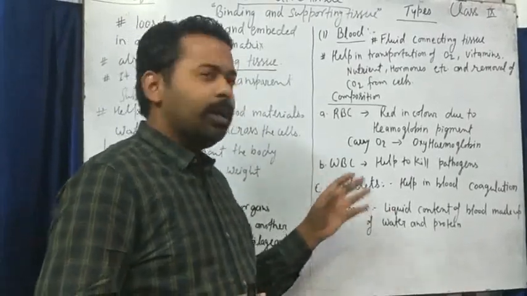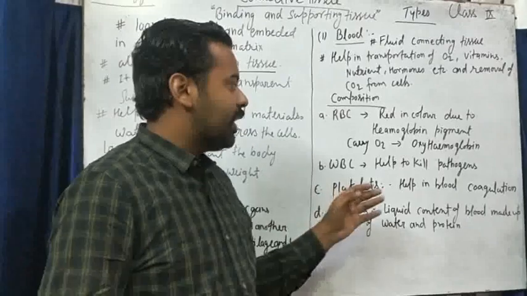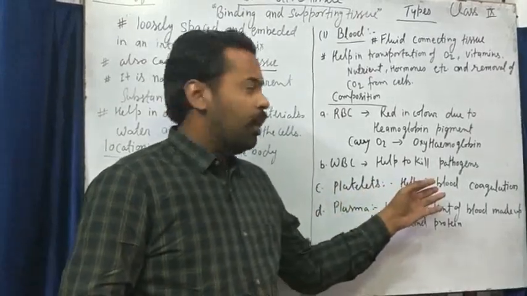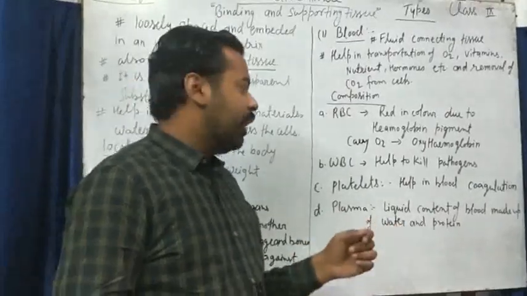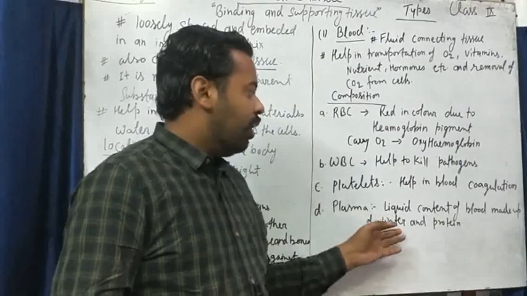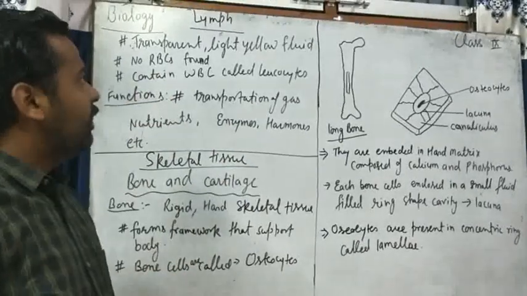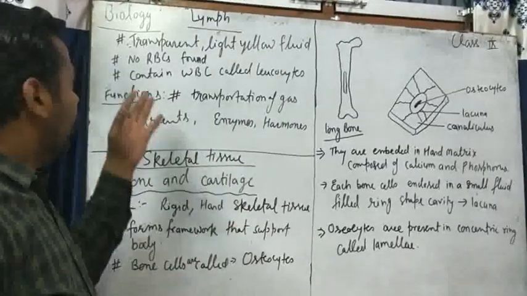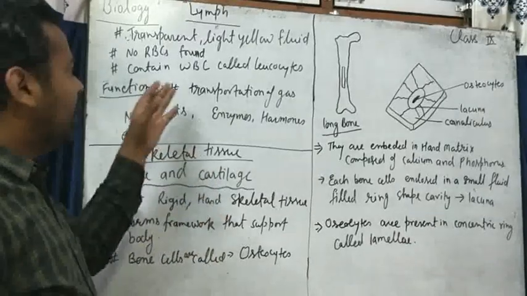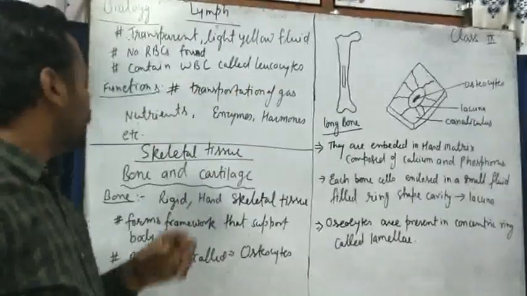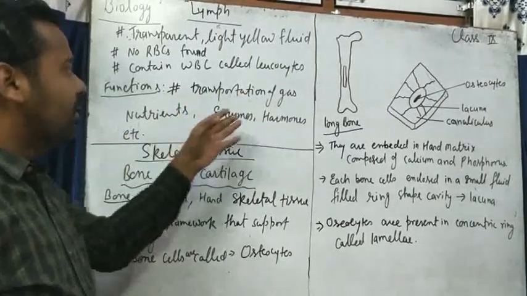Next is WBC. WBC are colorless. They help to kill pathogens, and platelets help in coagulation or clotting of blood in our body. Next is plasma. Plasma is the liquid content of the blood made up of water and protein molecules. Now, lymph. Lymph is a transparent light yellow fluid tissue in which no RBC is found. That's why it is not red in color. It contains white blood cells called leukocytes. The functions of blood and lymph are they transport gas, nutrients, enzymes and hormones.